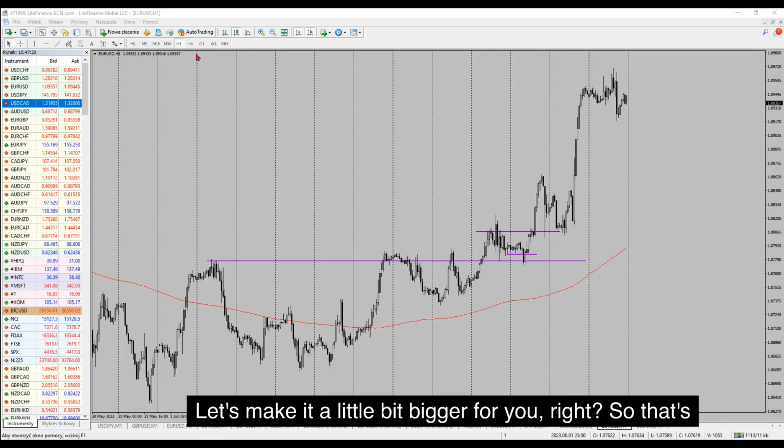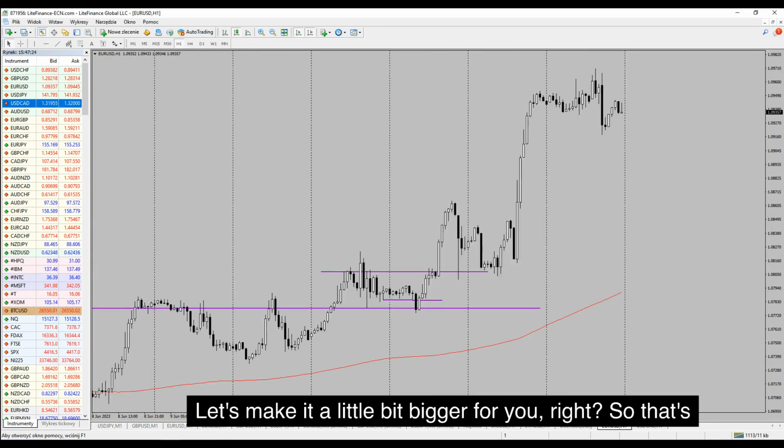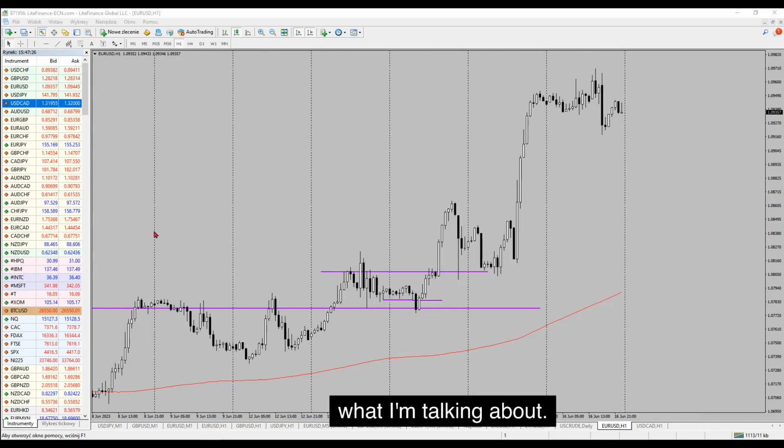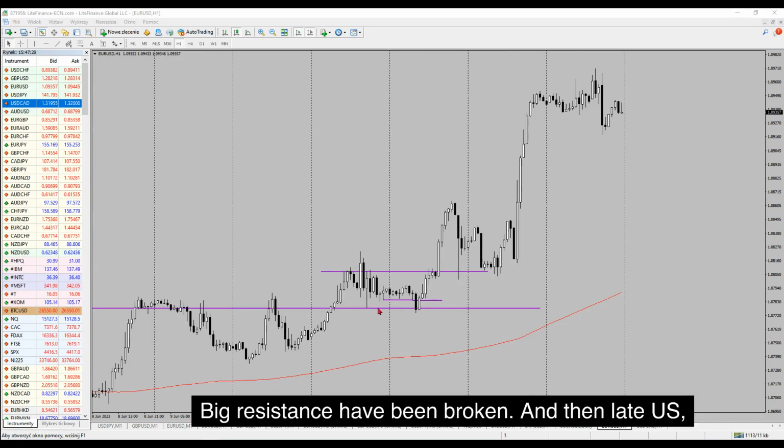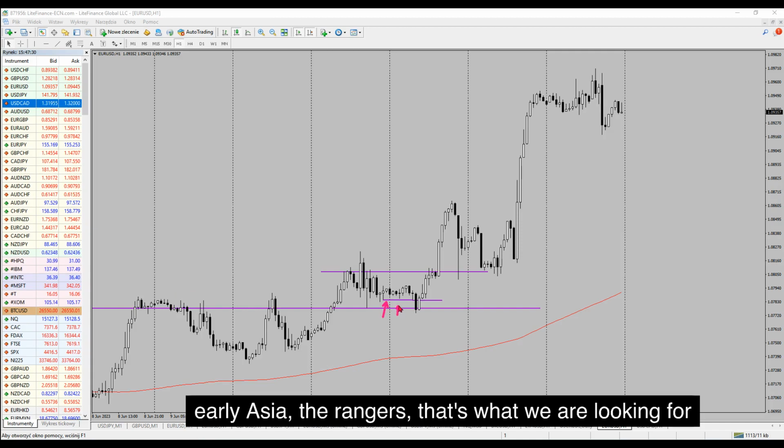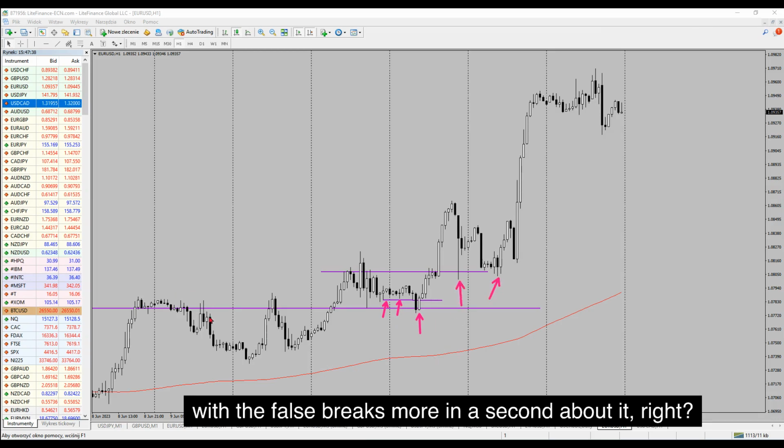Let's make it a little bit bigger for you, right? So that's what I'm talking about. Big resistance has been broken, and then late US, early Asia ranges. That's what we are looking for with the false breaks. More in a second about it, right?